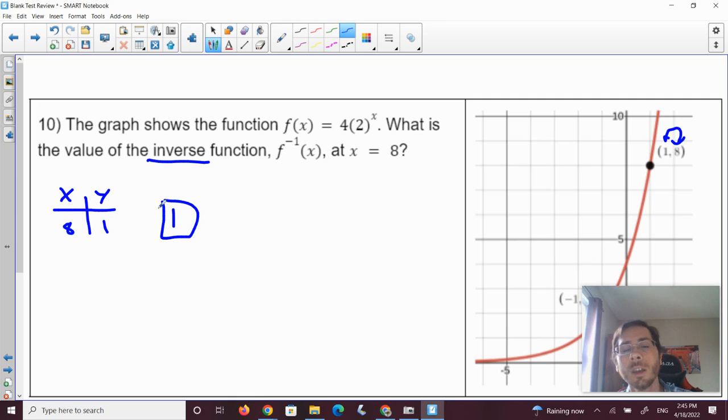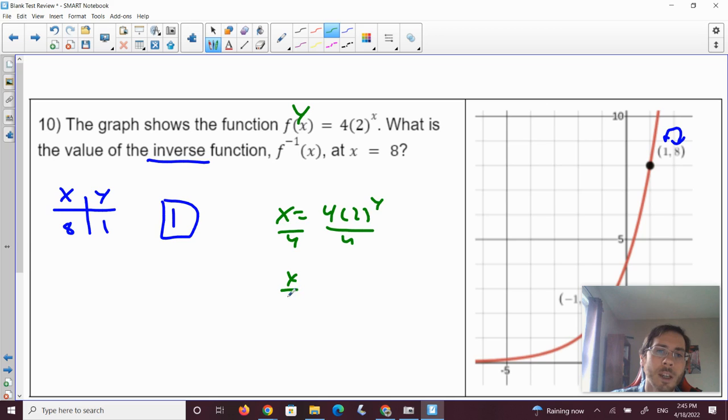That's all it is. If you want, you can go through the whole process of finding the inverse function, but they gave us that point. And the reason that they gave us that point was to use the definition of an inverse. So that's it. That's all you got to do. If you do want to do it by hand, again, this is like y, that's like x. So we would say x is equal to 4, 2 to the y, divide both sides by 4. So we have to be really careful here.